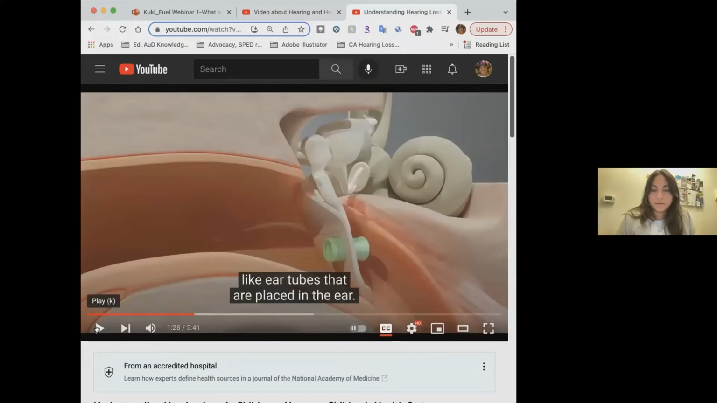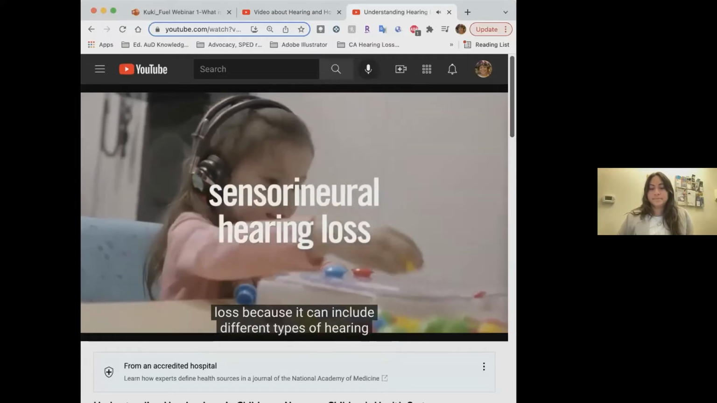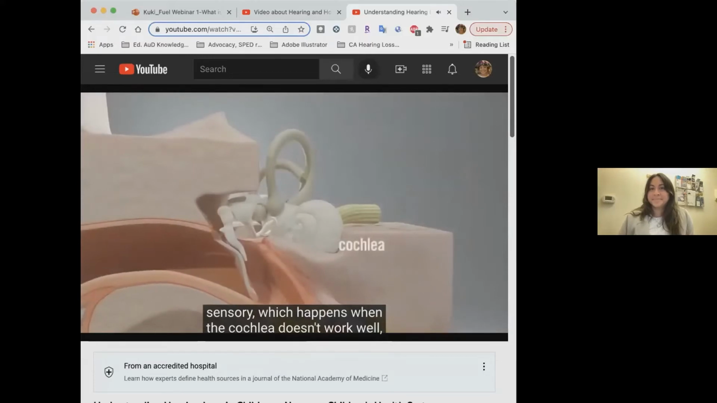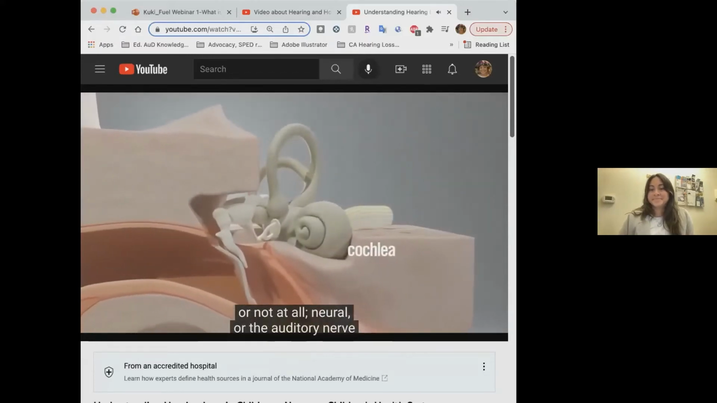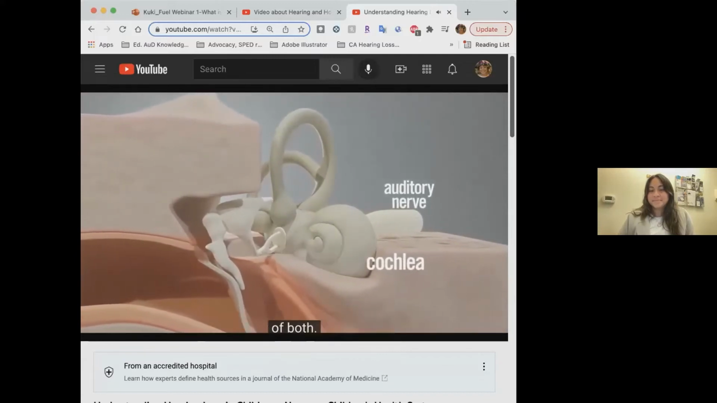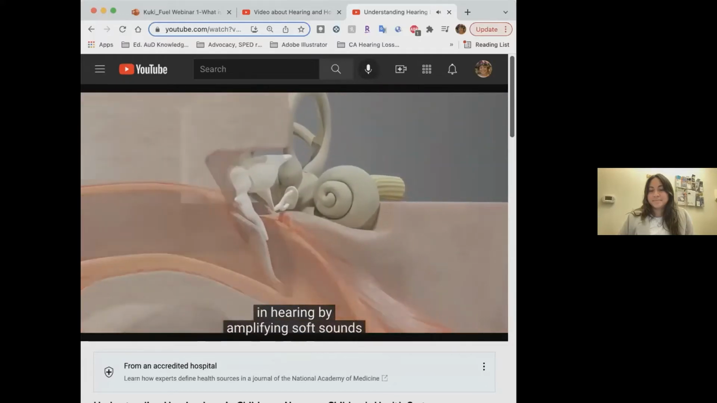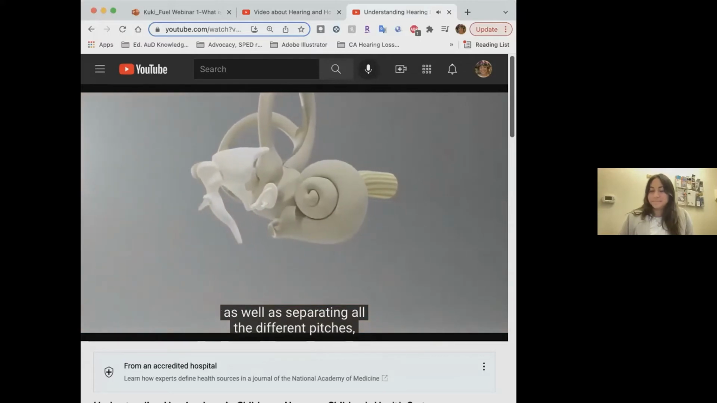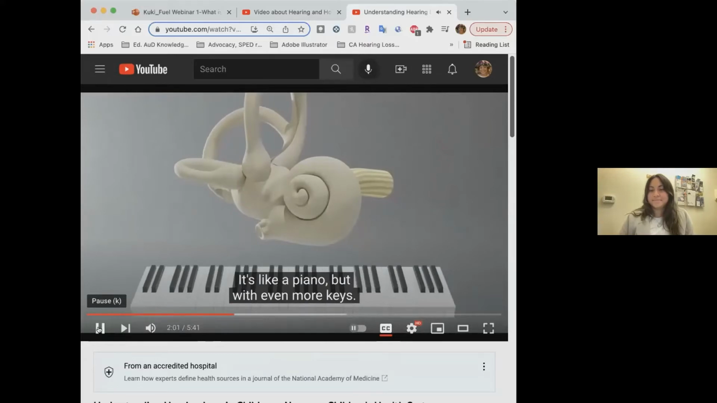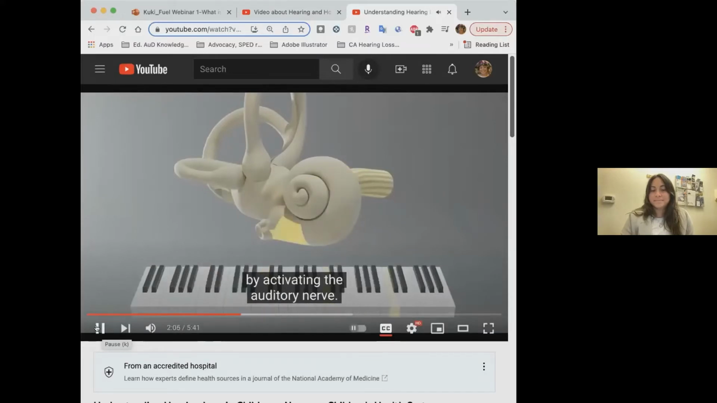All right, thank you. Another kind of hearing loss is called sensorineural hearing loss because it can include different types of hearing loss. Sensory, which happens when the cochlea doesn't work well or not at all. Neural, where the auditory nerve or other parts of the brain are affected, or even a combination of both. The cochlea plays an important role in hearing by amplifying soft sounds as well as separating all the different pitches or frequencies of sounds. It's like a piano, but with even more keys. The cochlea also sends messages about sounds to the brain by activating the auditory nerve.